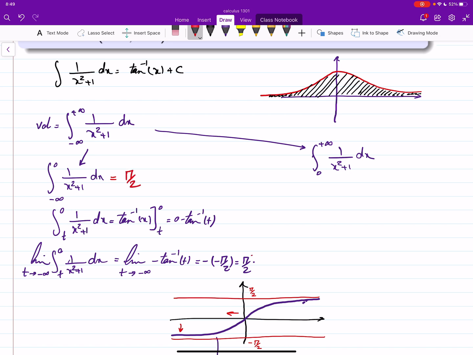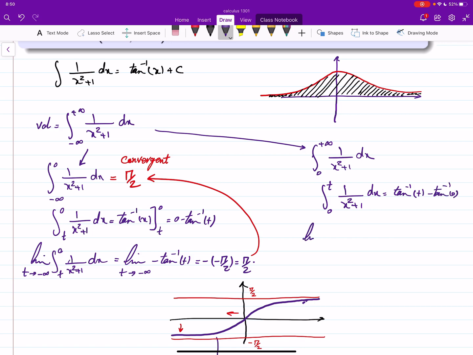But we are not done. We have to see what happens for the other one. Okay, for the other one, the same story goes. We replaced infinity by t. That would be tan inverse of t minus tan inverse of 0, which is 0.